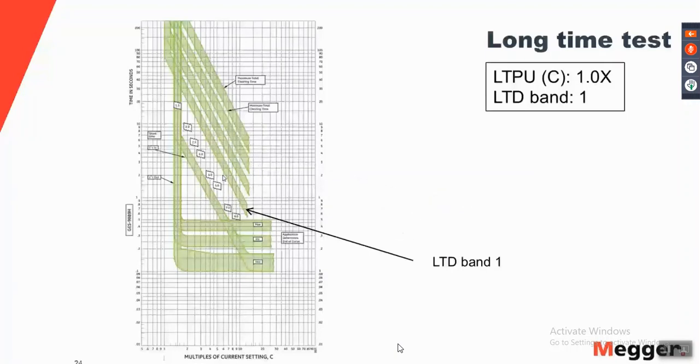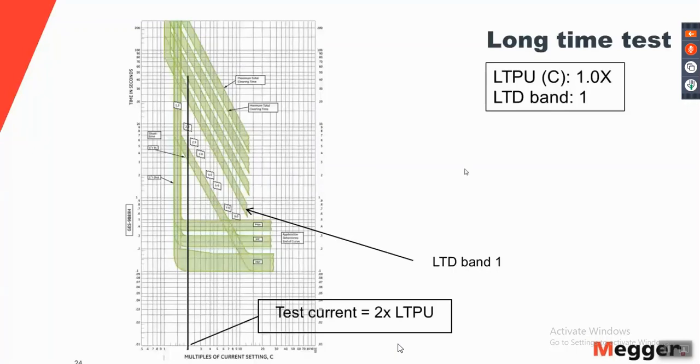The pickup has been set at 1 times the rating of the overcurrent device. As you can see, it says 1.0x here. So since the pickup has been set at 1.0x and the pickup is denoted as C, as we said in the previous slide, we would inject a current of twice the pickup value. To find out what the time limits are for LTD band 1 at the test current, we will draw a vertical line which intersects the horizontal axis at 2 times the pickup value, that is 2C.